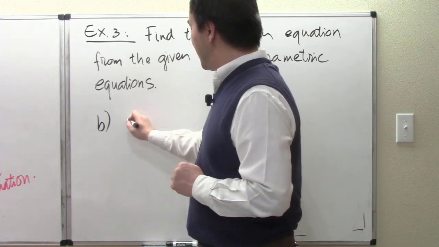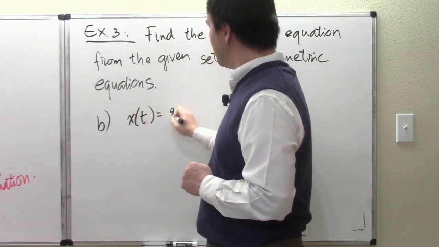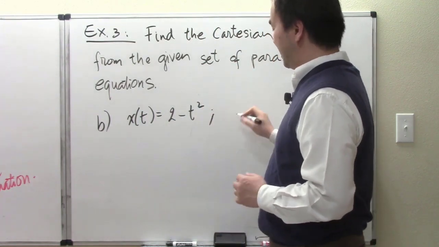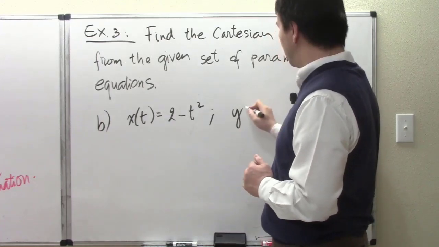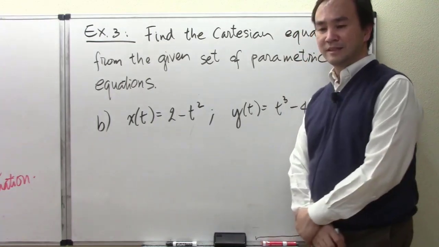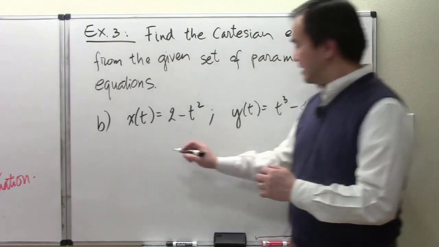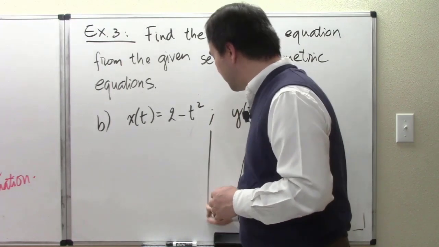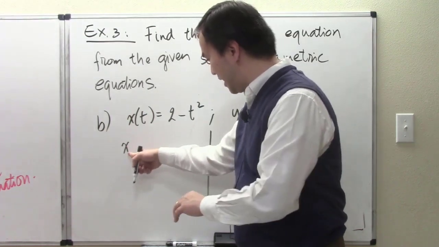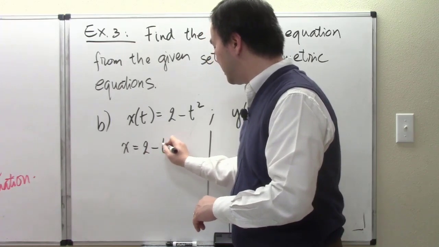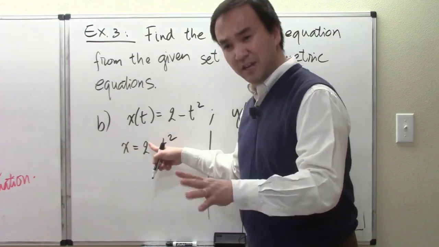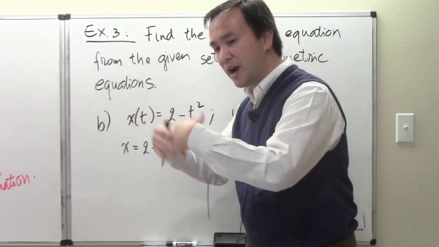So how about x of t equals 2 minus t squared, and at the same time y of t equals t cubed minus 4. Just like the earlier work, I am going to write this equation simply as x to keep things less confusing. So x as a variable itself equals 2 minus t squared. Then here I am going to solve for t. If we learned that from past experience, why not use it again?